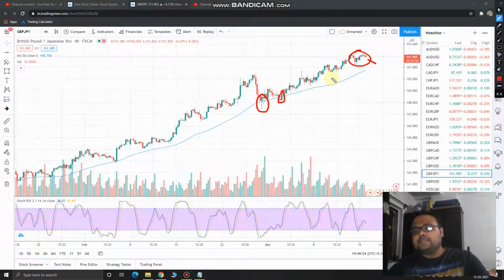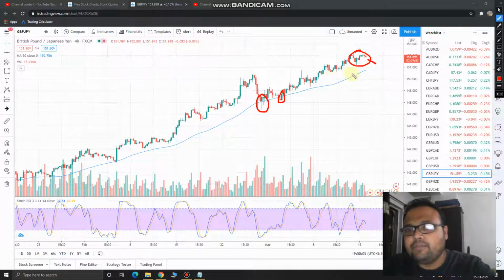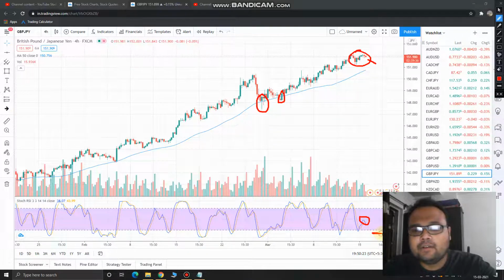And in case you see that the market does not come to the 50 moving average to take support, in that case you just wait for the stochastic RSI. Right now the stochastic RSI is trading here. Just wait for the stochastic RSI to come down to the oversold level.